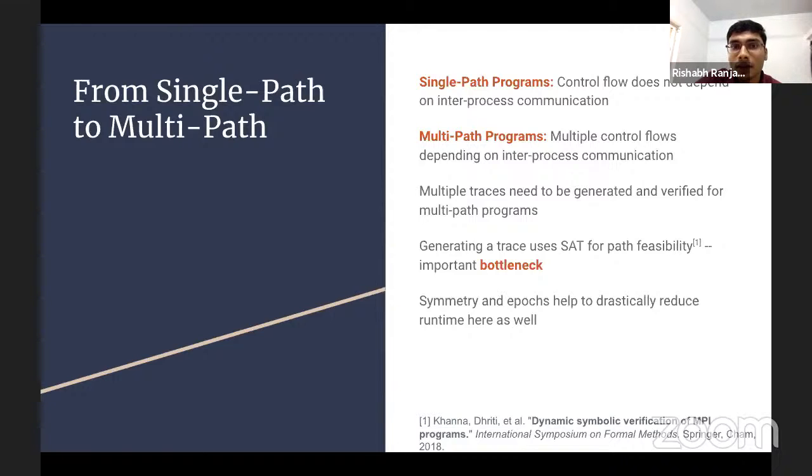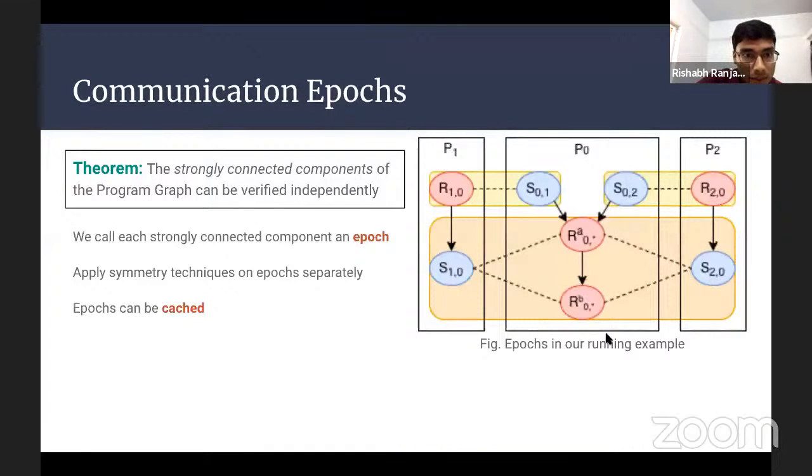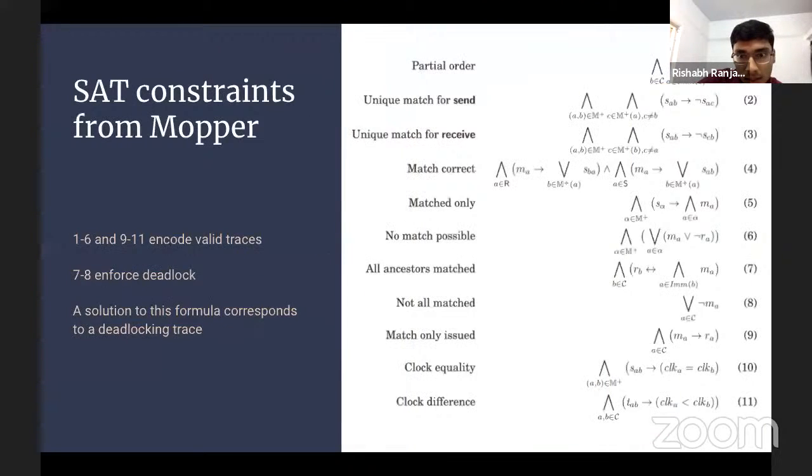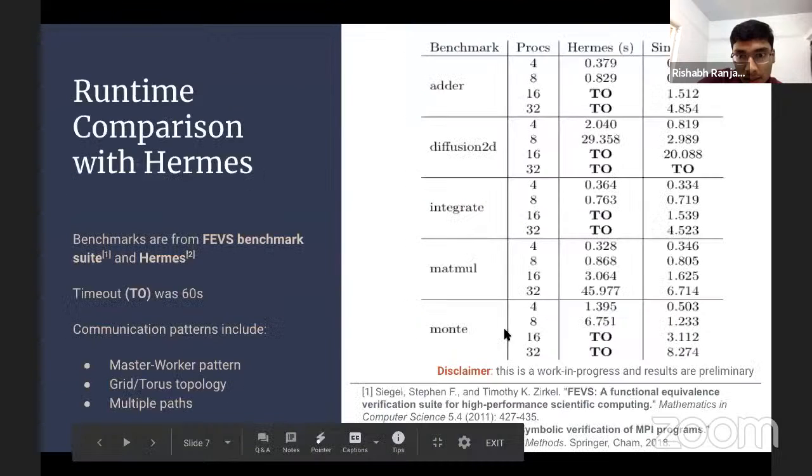So even there, the formula remains somewhat similar. There are things that become different, but they can also be handled using the same symmetry and epoch techniques with slight modifications. And this is also important because even there SAT is a bottleneck, so it does help to reduce runtime in the multipath case as well. So this last benchmark, which is from Hermes, is a multipath program. And as you can see, even for that, we are able to scale very well.